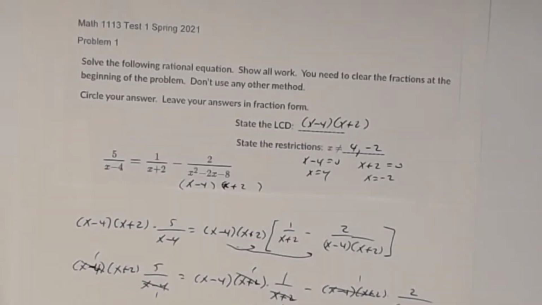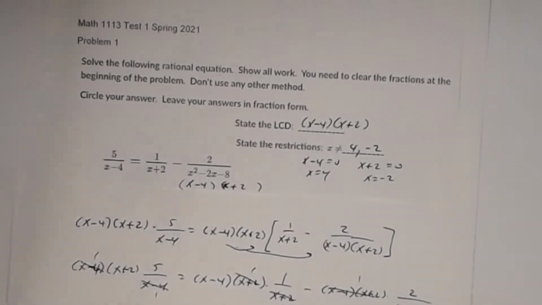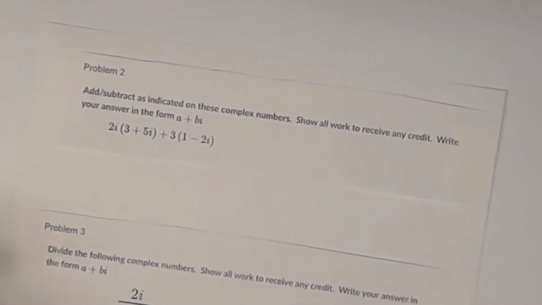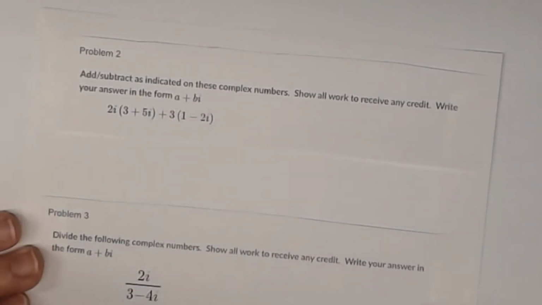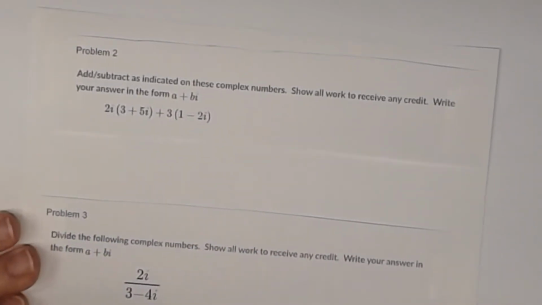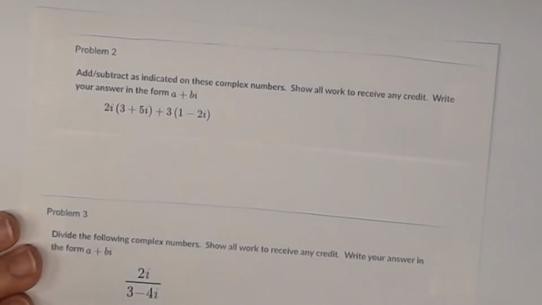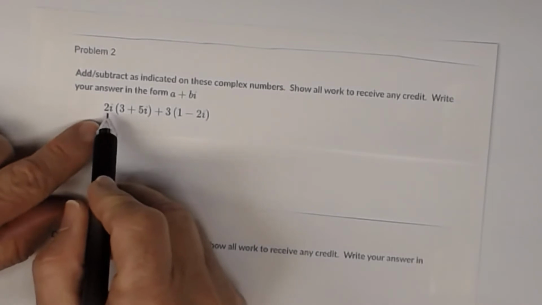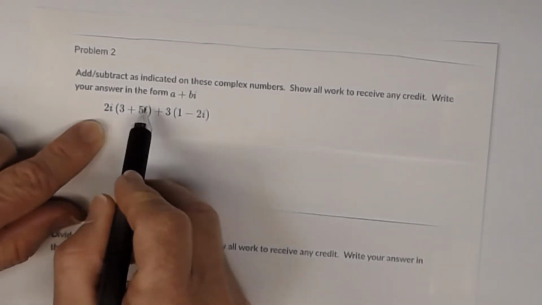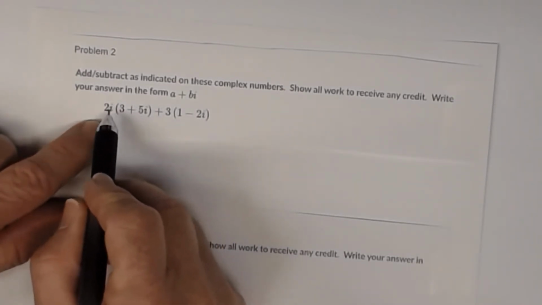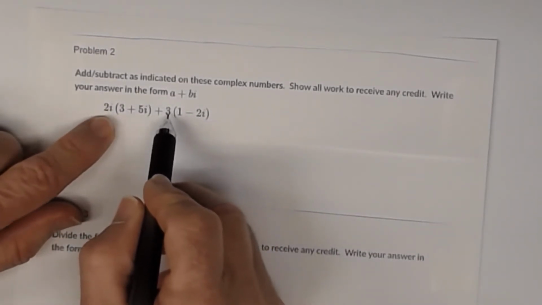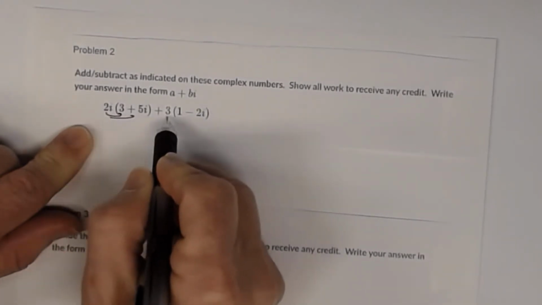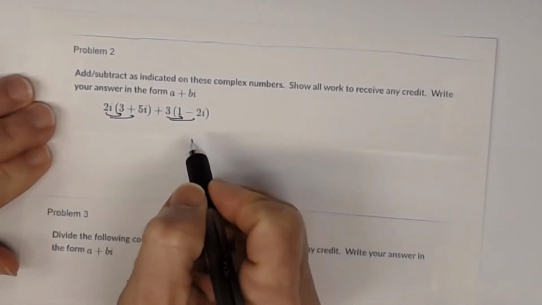Now let's look at number 2. We have this problem for number 2. Basically, you're adding or subtracting these complex numbers as indicated, and it does say show all work to receive credit. Write your answer in the form a plus bi. Notice that in both cases, I'm multiplying this complex number by this complex number, and then this complex number by this one. But these two right here are both monomials, so I could distribute these monomials if I wanted to, and I will.